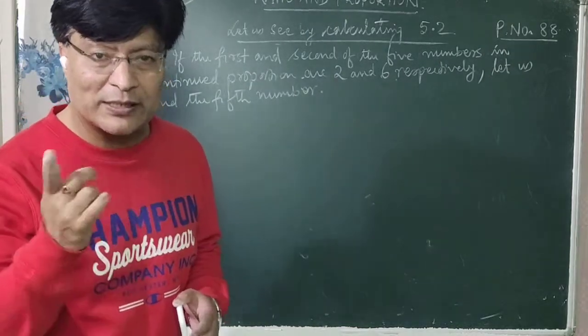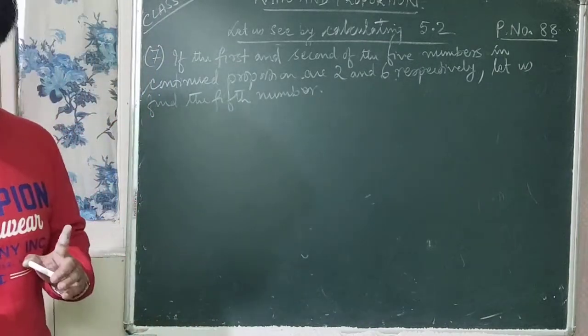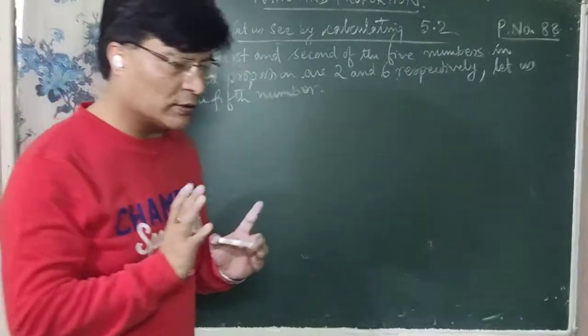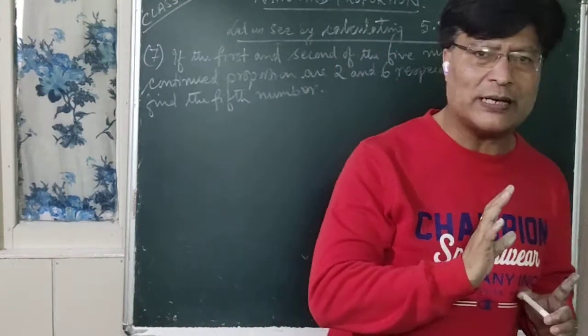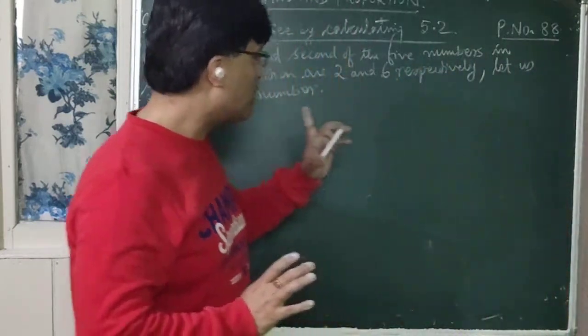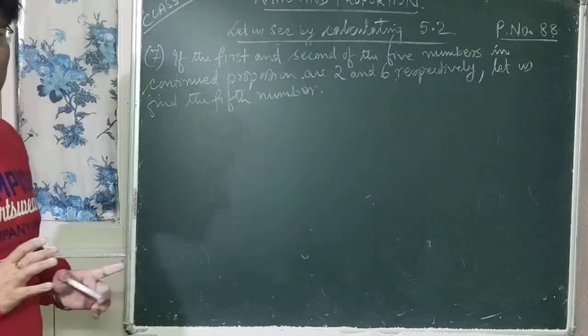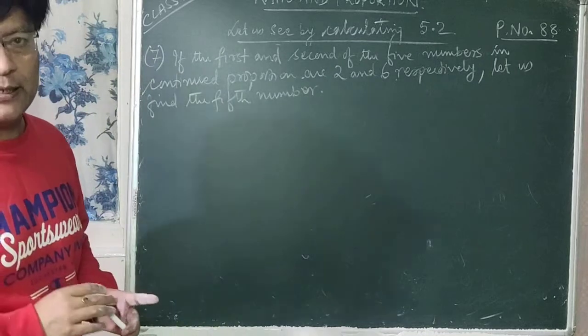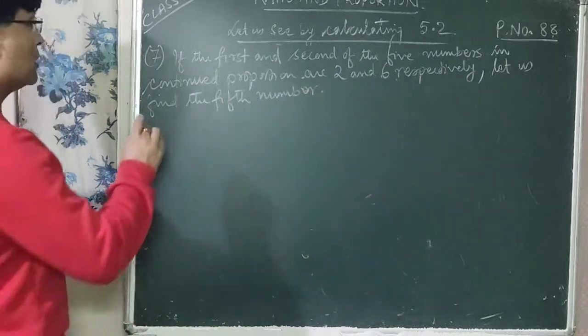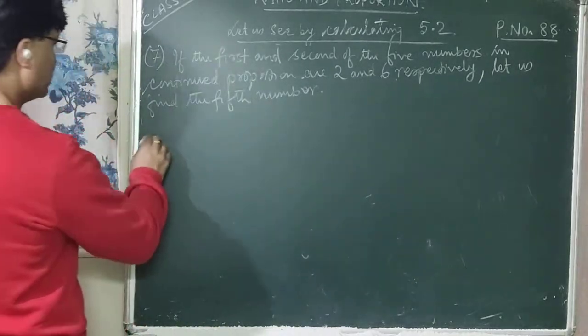You have to find out what? Fifth number, but not the third number and the fourth number. Third number and fourth numbers are not asked out here, but you have to find out the fifth number. 5 number चाहिँ तिमीले निकाल्नु पर्छ. ठीक छ? So let us write down.